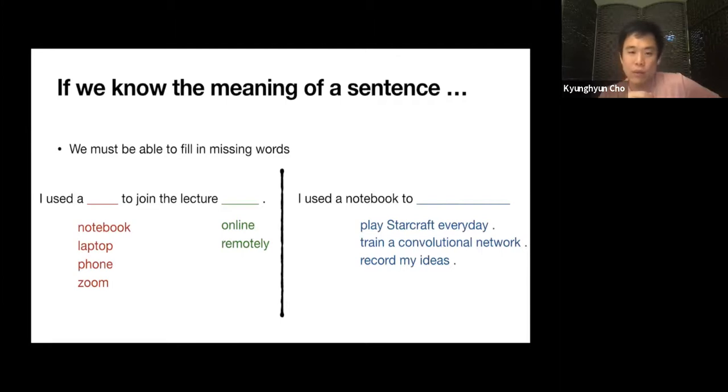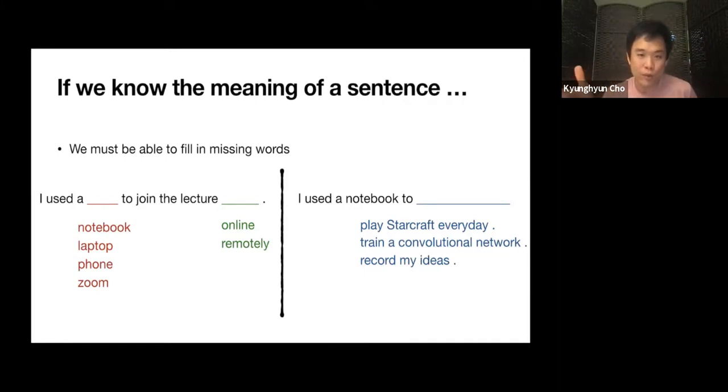Another example of such an activity is completing a partial sentence, which is shown on the right side of this slide. Given "I use a notebook to," all of us who understand language and know the meaning of any given text can figure out the plausible completions or endings that we can plug in to make a meaningful sentence. I use a notebook to play StarCraft every day.